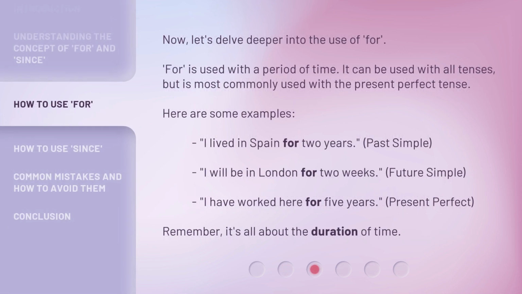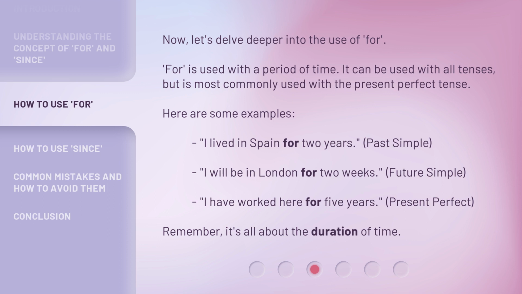Now, let's delve deeper into the use of for. For is used with a period of time. It can be used with all tenses, but is most commonly used with the present perfect tense. Here are some examples. I lived in Spain for 2 years.